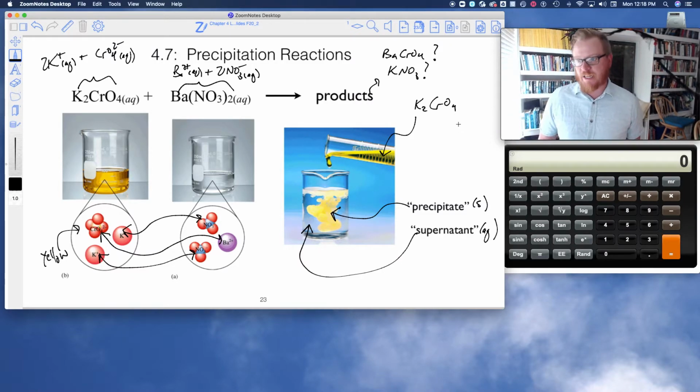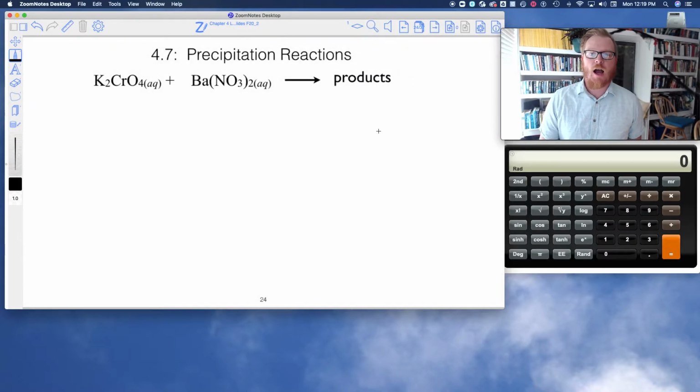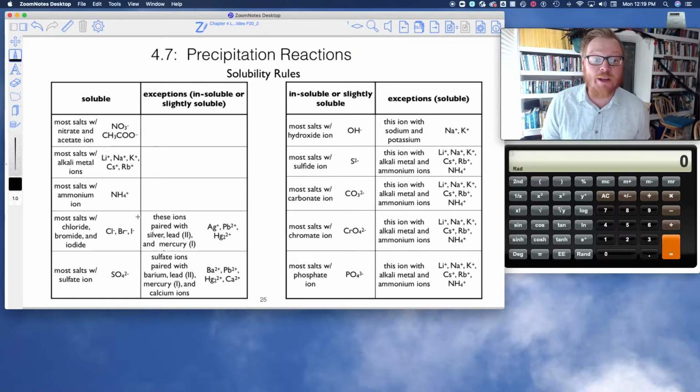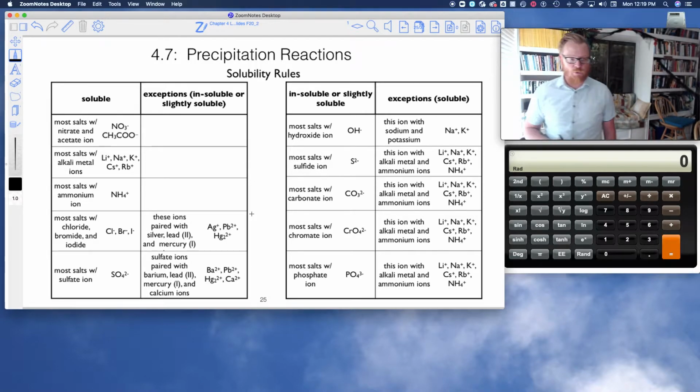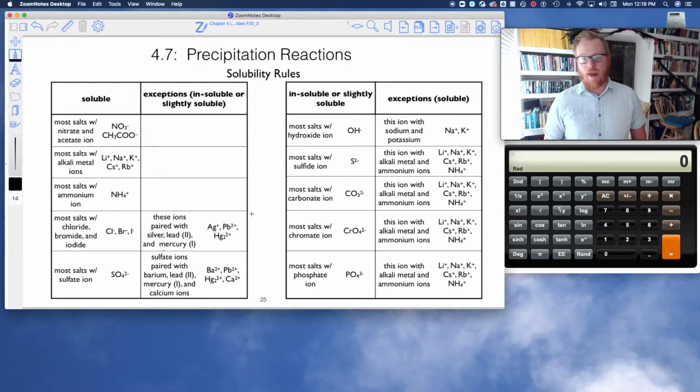The other will represent the ions that are in the supernatant. And we have to use what's called the famous solubility rules to figure that out, okay? So I'm not going to make you memorize these solubility rules. You will be given these on an exam, or you'll be able to reference these, but you do have to know how to use these rules, okay?